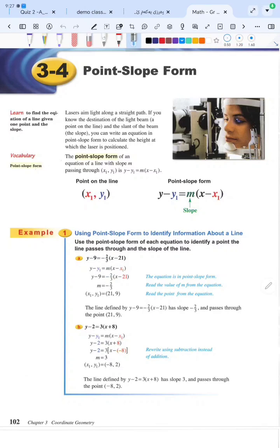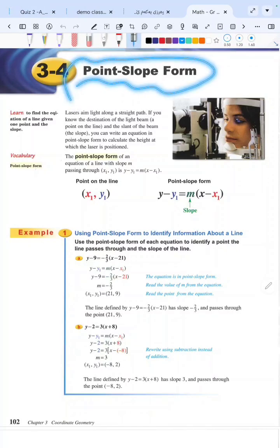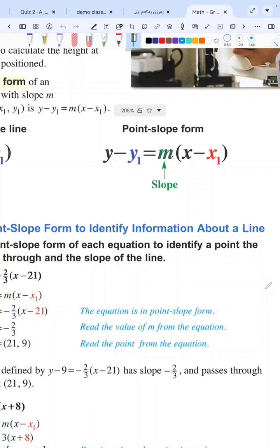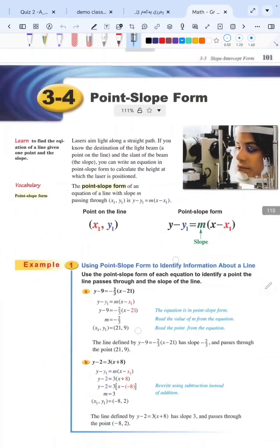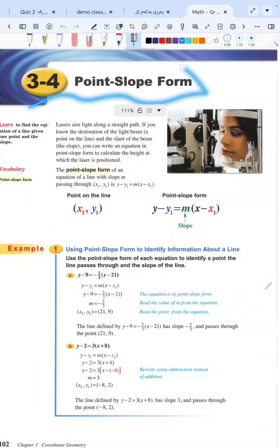Hello students, in this video I'm going to explain point slope form. What's the rule of point slope form? It's y minus y1 equals m times (x minus x1). As you know, m represents the slope. There are two types of questions in this topic.